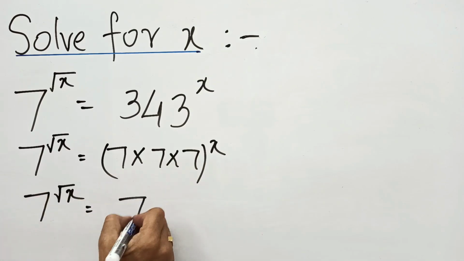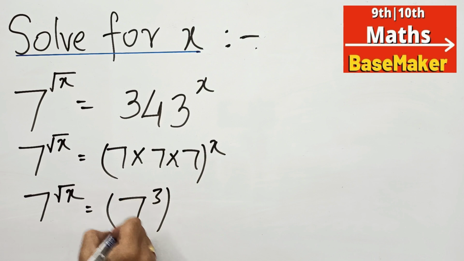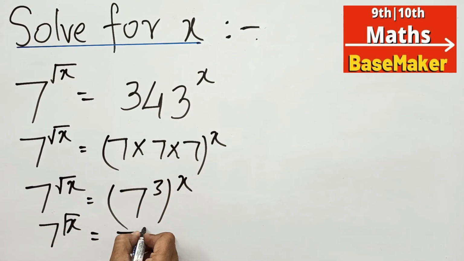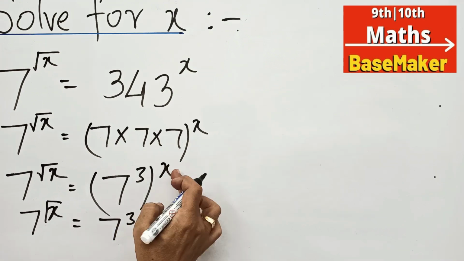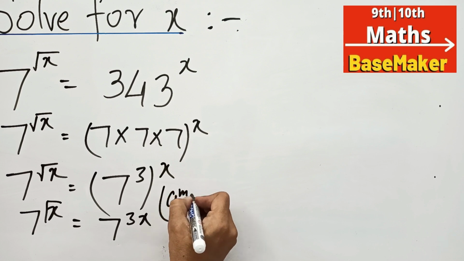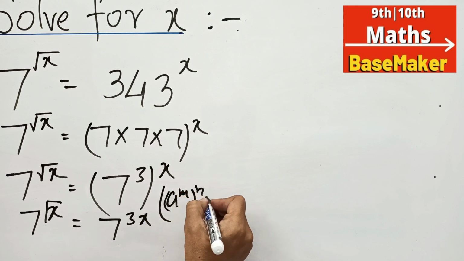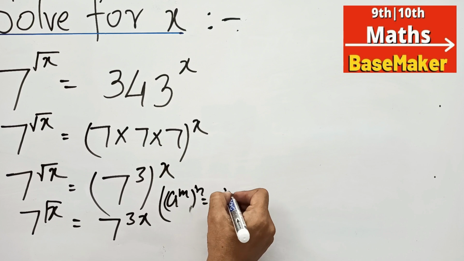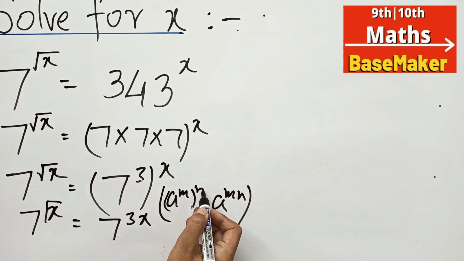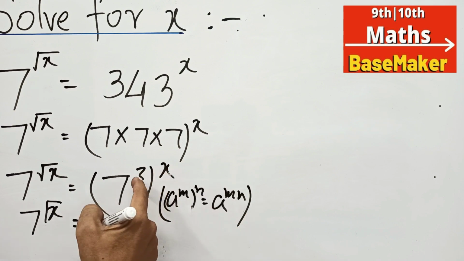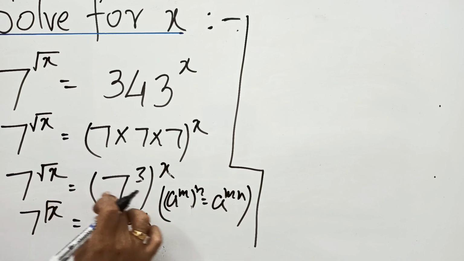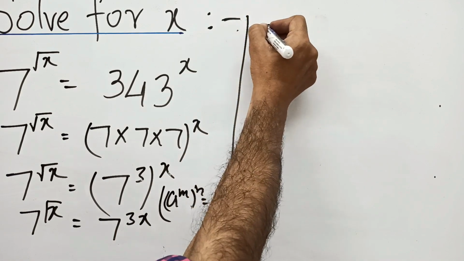This can be written as 7 to the power 3, the whole to the power x, which is 7 to the power 3x. This conversion is based on the law (a to the power m) to the power n is equal to a to the power mn. In this law it is given m into n, likewise it will be 3 into x. Bases are same, so the powers will be the same.